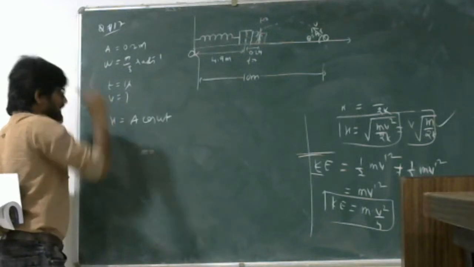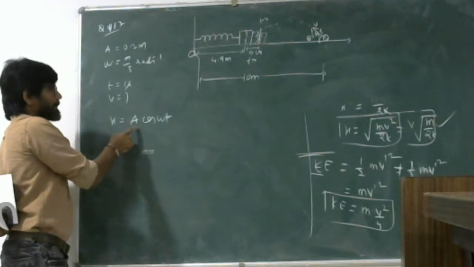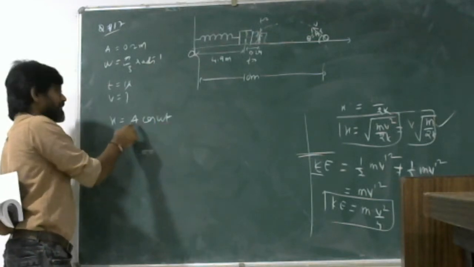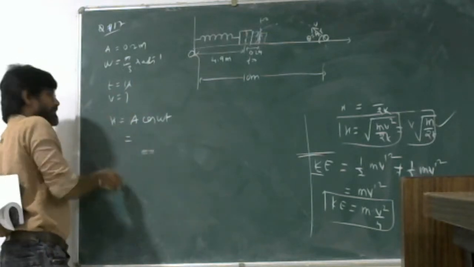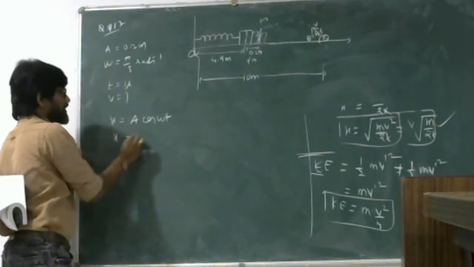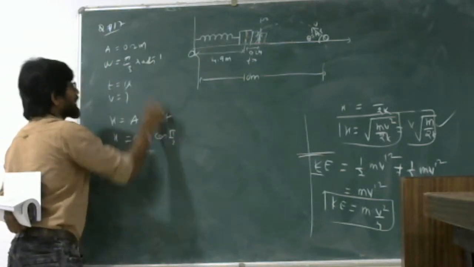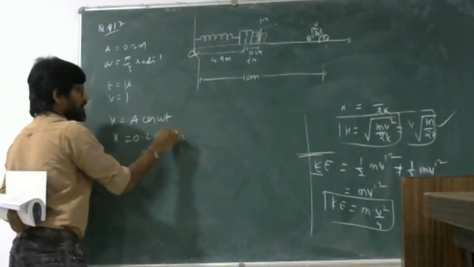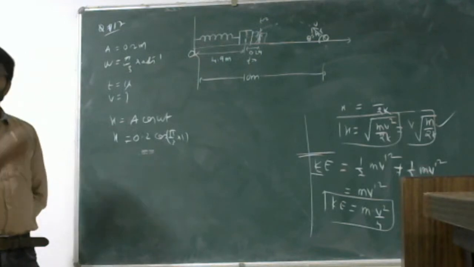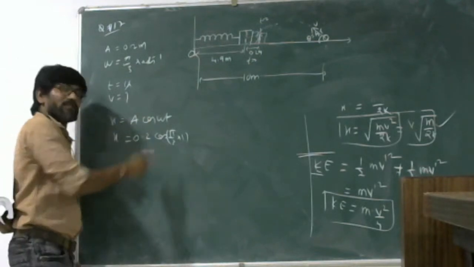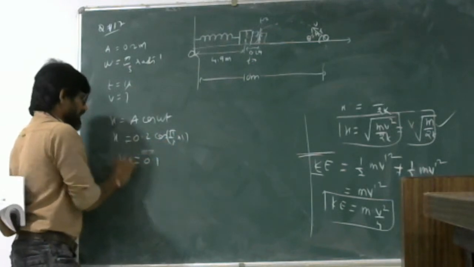We are asked to find the displacement at time t equal to 1 second, when the motion starts with an amplitude of 0.2 meters. So x is equal to 0.2 meters cos omega t. Omega is pi by 3. At t equal to 1 second, it is pi by 3 into 1, which is pi by 3. Pi by 3 radians is 60 degrees. Cos 60 is 1 by 2. So 0.2 into 1 by 2 is 0.1. So x is equal to 0.1 meters.